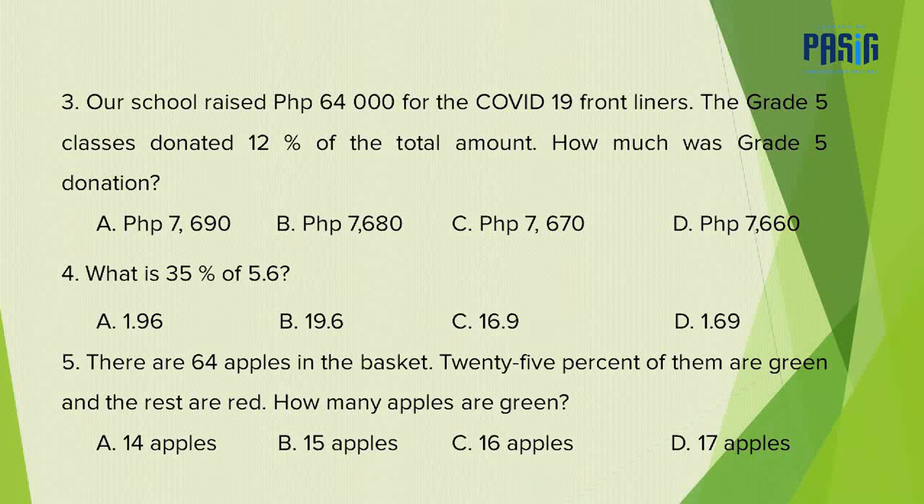Number 4. What is 35% of 5 and 6 tenths? A. 1 and 96 hundredths, B. 19 and 6 tenths, C. 16 and 9 tenths, or D. 1 and 69 hundredths.